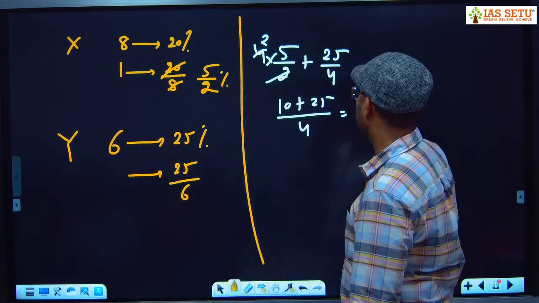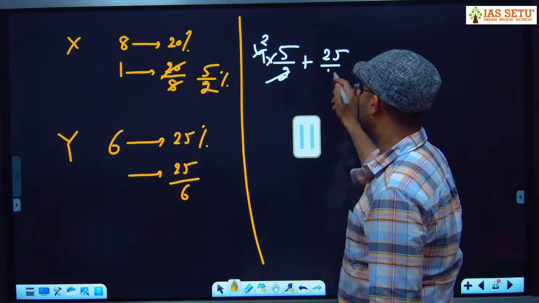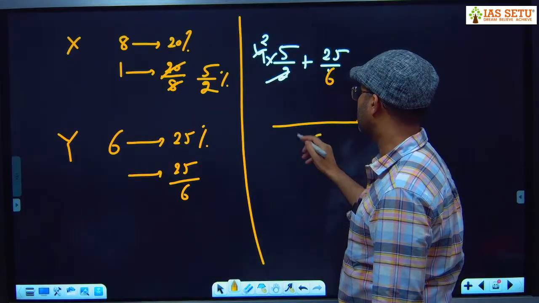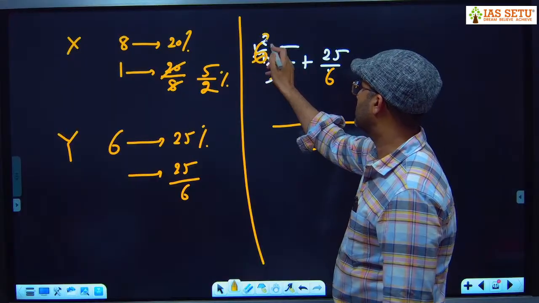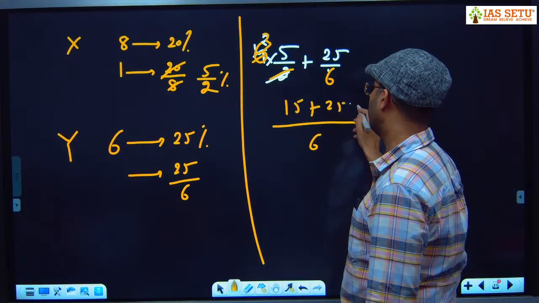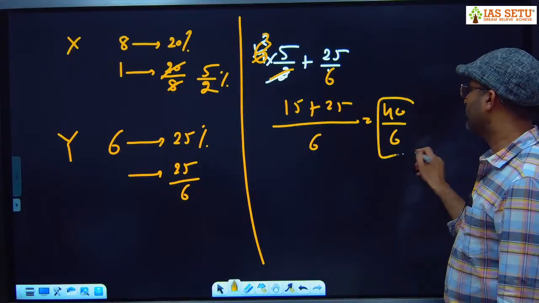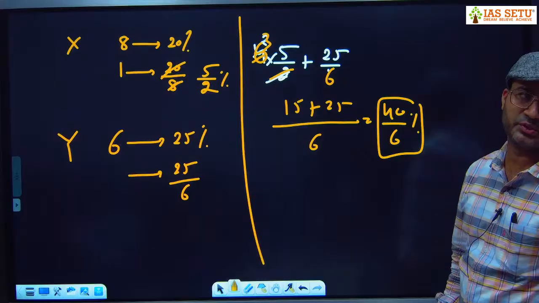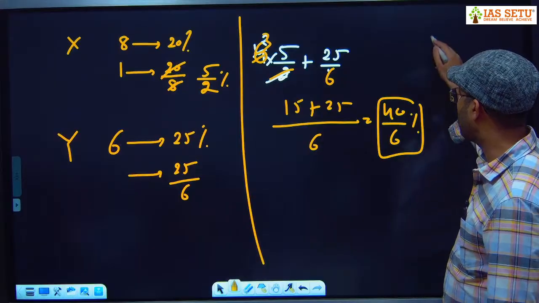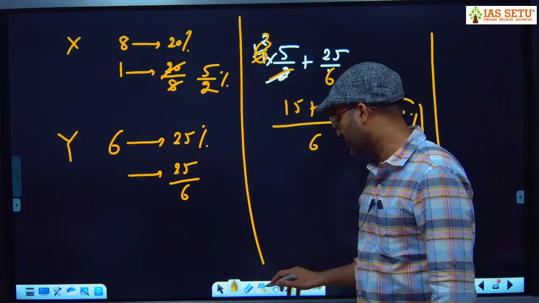25/6. My mistake. 25/6. We take 6. So here this is 15 plus 25, 40/6. अब तो कैलकुलेशन भी इजी हो जाएगी. तो in 1 day they do 40/6%. So now here my mistake, ये 6 था, मैंने गलती से 4 लिया था.